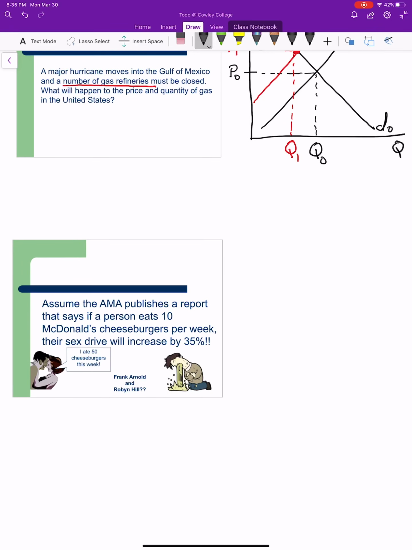Assume the AMA publishes a report that says if a person eats 10 McDonald's cheeseburgers per week, their sex drive will increase by 35%. All right, there you go. And now, if this actually happens, people will be going home saying, hey, baby, I ate 50 cheeseburgers this week, right? The one thing you don't want to get in your mind is that this example over here is Frank and Robin Hill. Okay, sorry about that one.